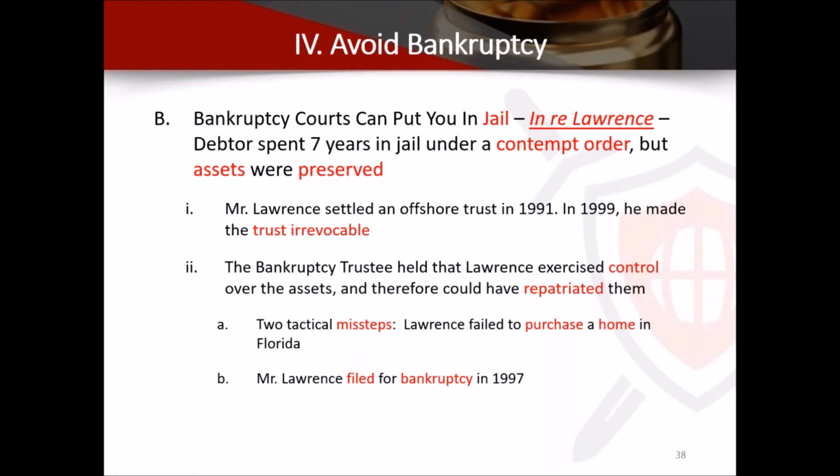And he says, well, I don't control the trust. It's a trustee controls the trust. Go after the trustee. They said, we're not going after the trustee, we're going to put you in jail until you cause that trustee to disgorge the assets. You know what? He never disgorged the assets. He stayed in jail for 7 years. I think it was 6.5 years. And he got out and he kept the assets.